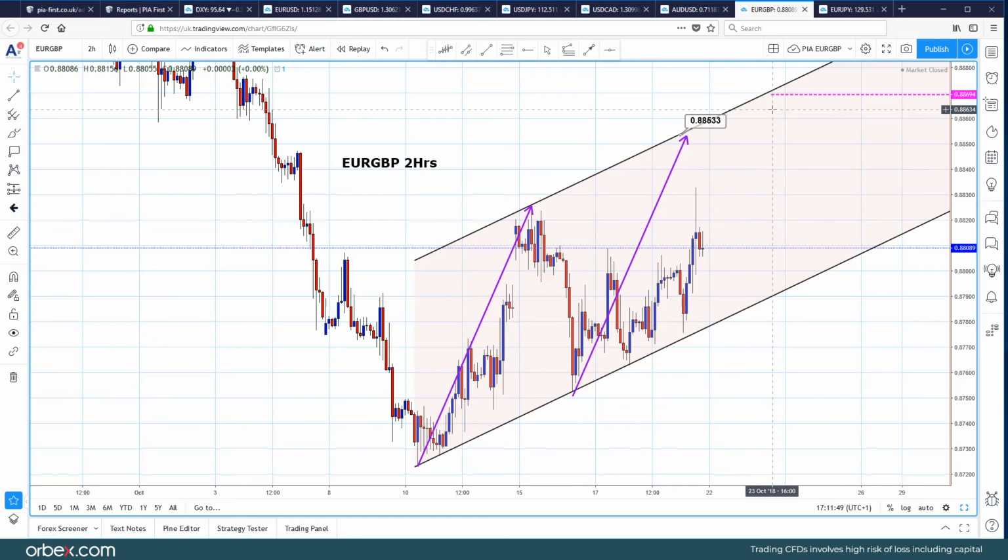Like I said, I'm still bearish over the medium or long term bias, so the preferred trade is still really to sell into rallies in euro sterling as opposed to buying into what I believe is a corrective rally.